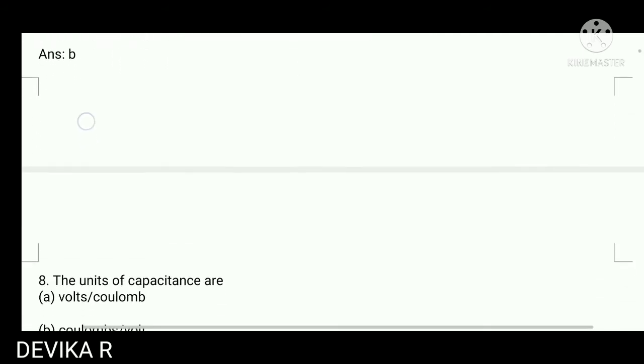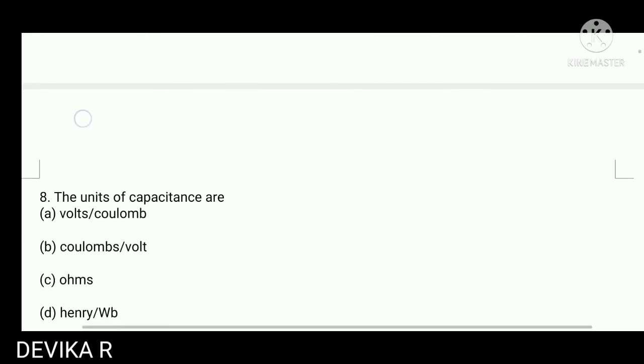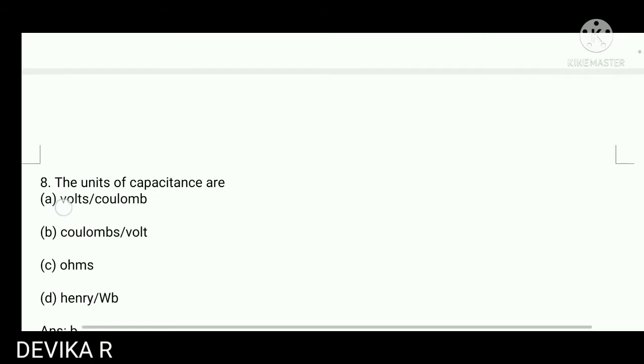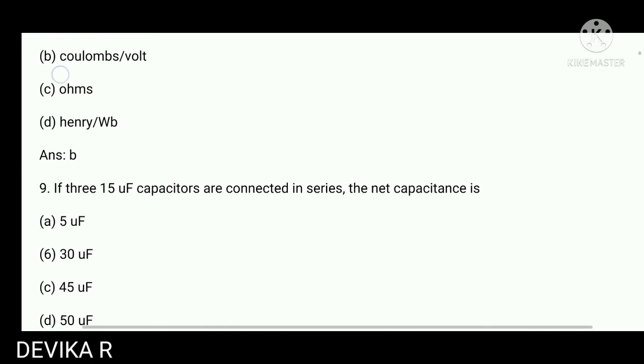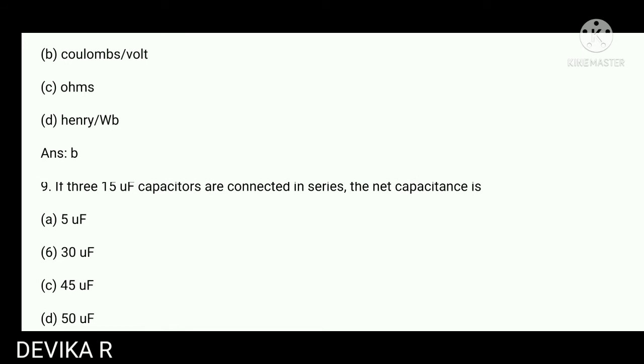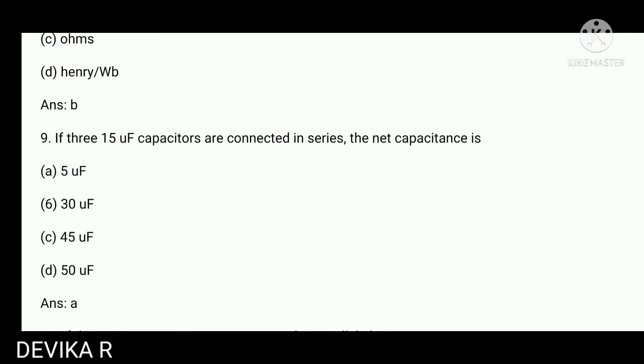Next one, units of capacitance. What is the formula of capacitance? Q by V. The Q unit is coulomb, the voltage unit is volt. So option B, coulomb per volt, is the right one. And the next question is a simple one. If three 15 microfarad capacitors are connected in series, the equivalent capacitance for capacitors is 1 by Ceq equals 1 by C1 plus 1 by C2 plus 1 by C3. Three capacitors are given. By simplifying it, we get answer A.